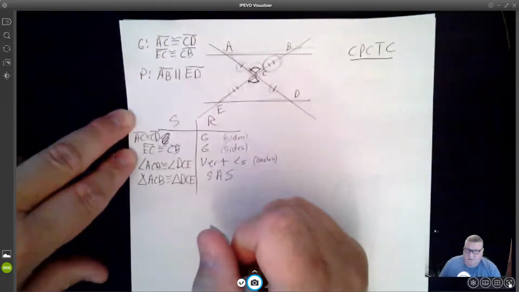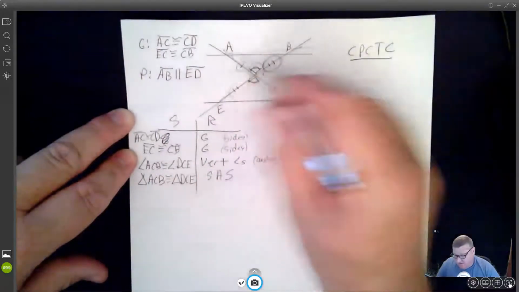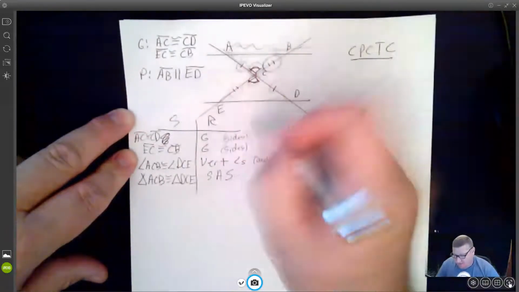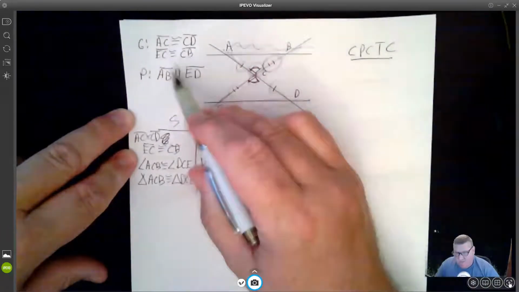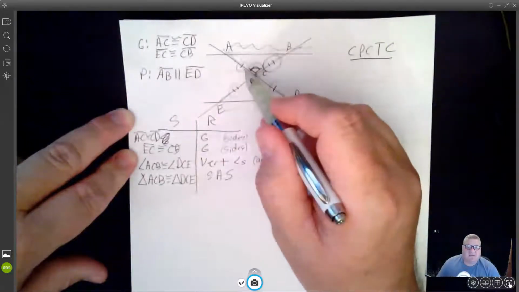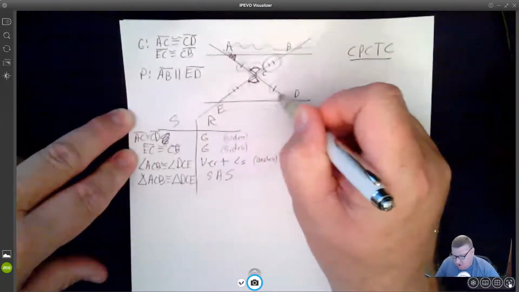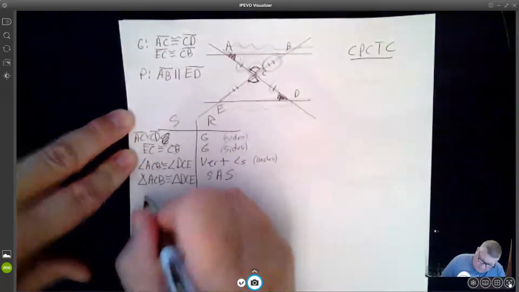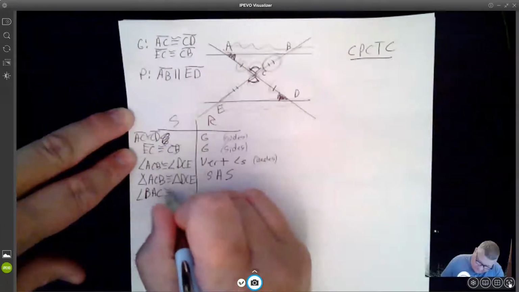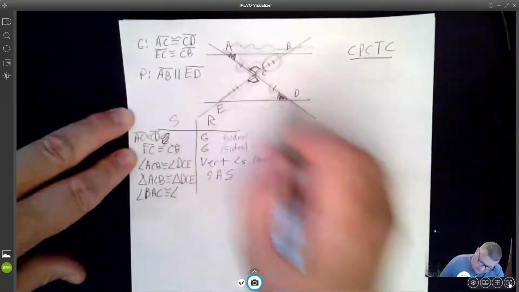Now you say, so what? I want to prove lines are parallel. Well, now that I know this triangle and this triangle are congruent, what's true about this side up here and this side over here? Well, they're not parallel, but they could be congruent. We also know that in this particular case, this angle right up here and this angle right down here are now congruent, because angle BAC is congruent to angle EDC.